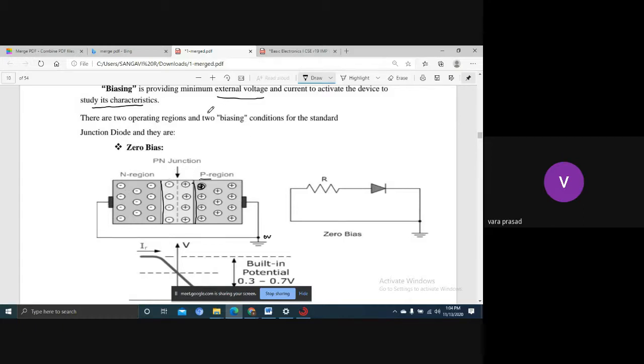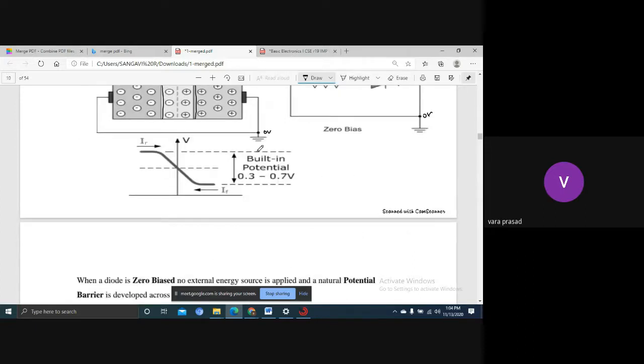Now I said that zero bias means we can short it to 0 volts. Here, with the symbol, this is the anode and this is the cathode. We short it to the ground. Ground means 0 volts. Then what is going to happen? These diagrams we don't want.